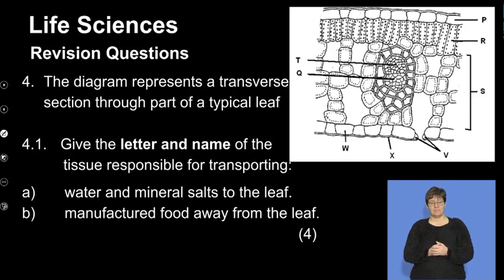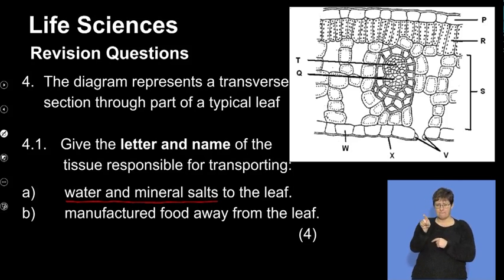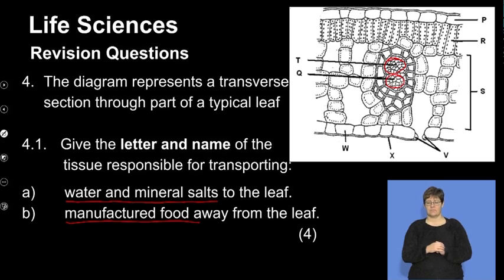Next one is a drawn picture of a leaf with a whole lot of the different parts labeled. Let's have a look. Give the letter and name of the tissue responsible for transporting water. Transporting water, that is T, the xylem. Transporting manufactured food away, that is Q, the phloem. The reason why it's 4 marks is because there's a mark for the letter and a mark for the name.